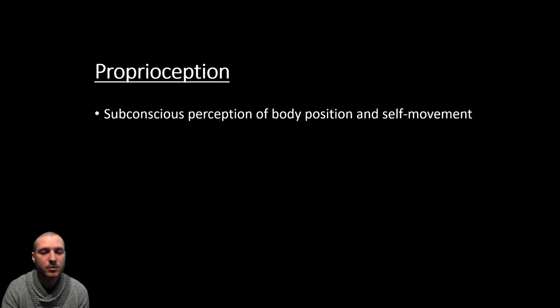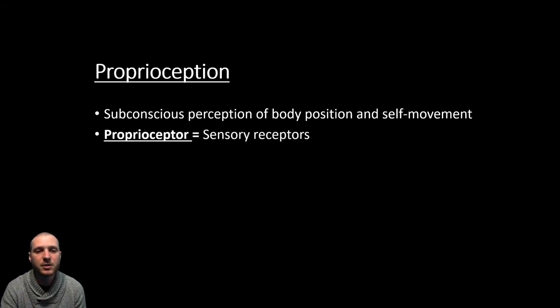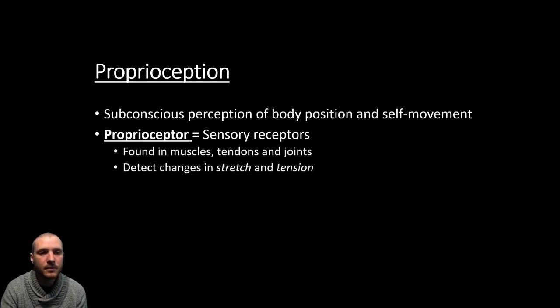And the way we're able to do this, or part of the way, is through these sensory receptors that are embedded all throughout our muscular system. And these receptors are called proprioceptors. Sensory meaning that they send signals or information from the body to the brain. These are the opposite of motor neurons, which send signals from the brain to the muscles. So again, they're found in muscles, tendons, as well as joints. And their job is to detect changes in both stretch and tension. So how long our muscles are and how much tension our muscles are generating through contraction.